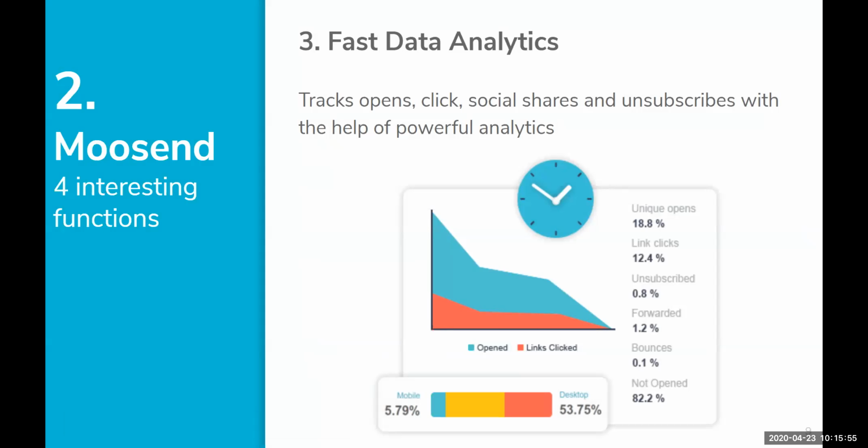based on mobile, how many people opened it on the desktop. It will show you how many people clicked links that were in your newsletter. For this example, 12.4% of all the subscribers that this was sent to clicked a link, which is pretty good. And then it'll show you the bounce rate. Only 0.1% bounced, so that might mean only like one email actually bounced. And then it'll show you that 82% of people had not opened this yet.